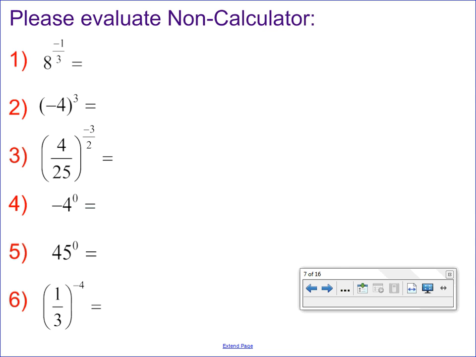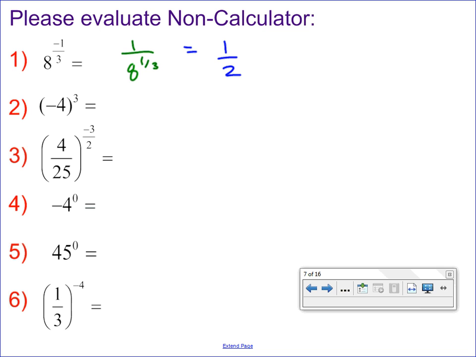I can evaluate an expression that has negative exponents by rewriting with the reciprocal of the base raised to the positive exponent. So 8 to the negative 1/3 is the same as 1 over 8 to the positive 1/3. That is, take the reciprocal of the base and raise to the positive exponent. And I know that the cube root of 8, right, 8 to the 1/3, is the same as 2. So my final answer would be 1 over 2, which is 1/2.